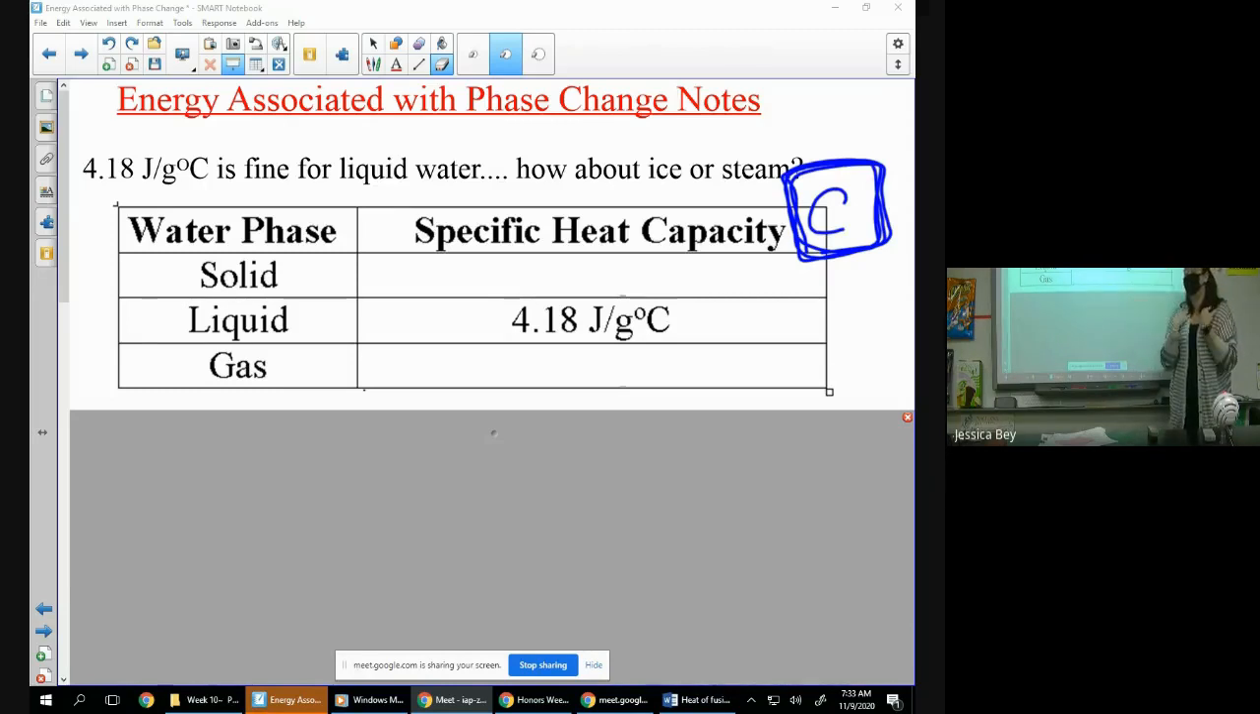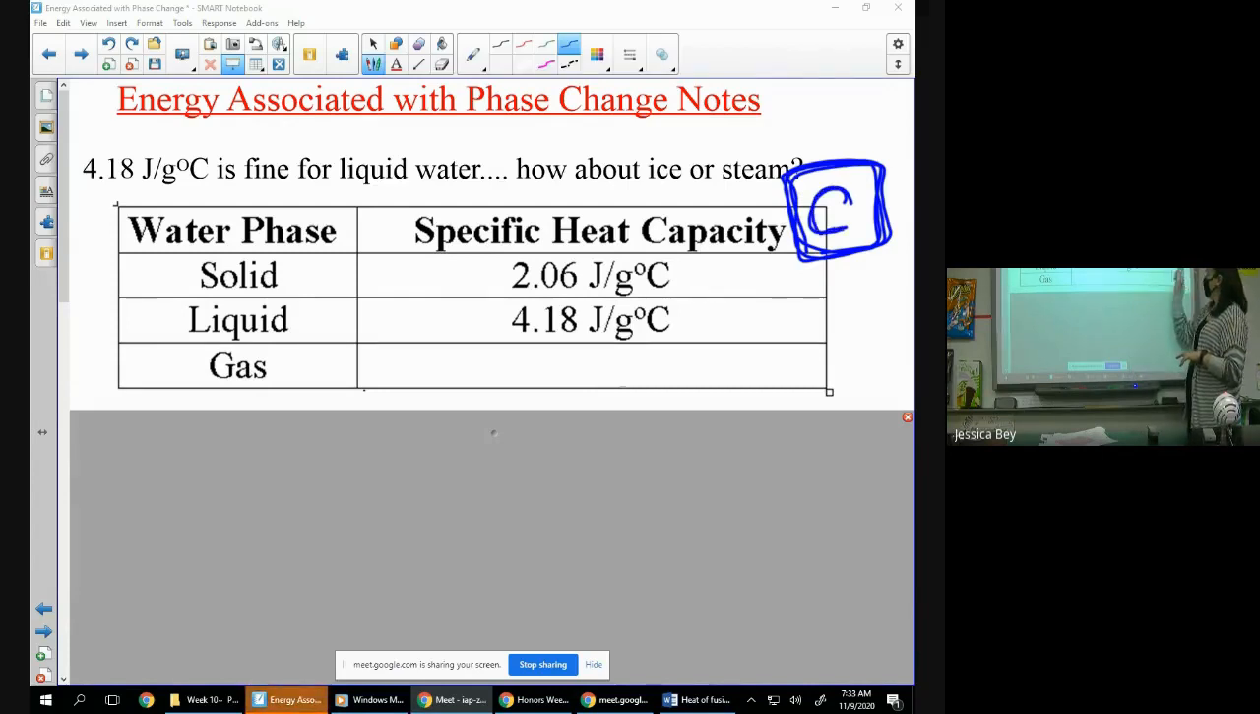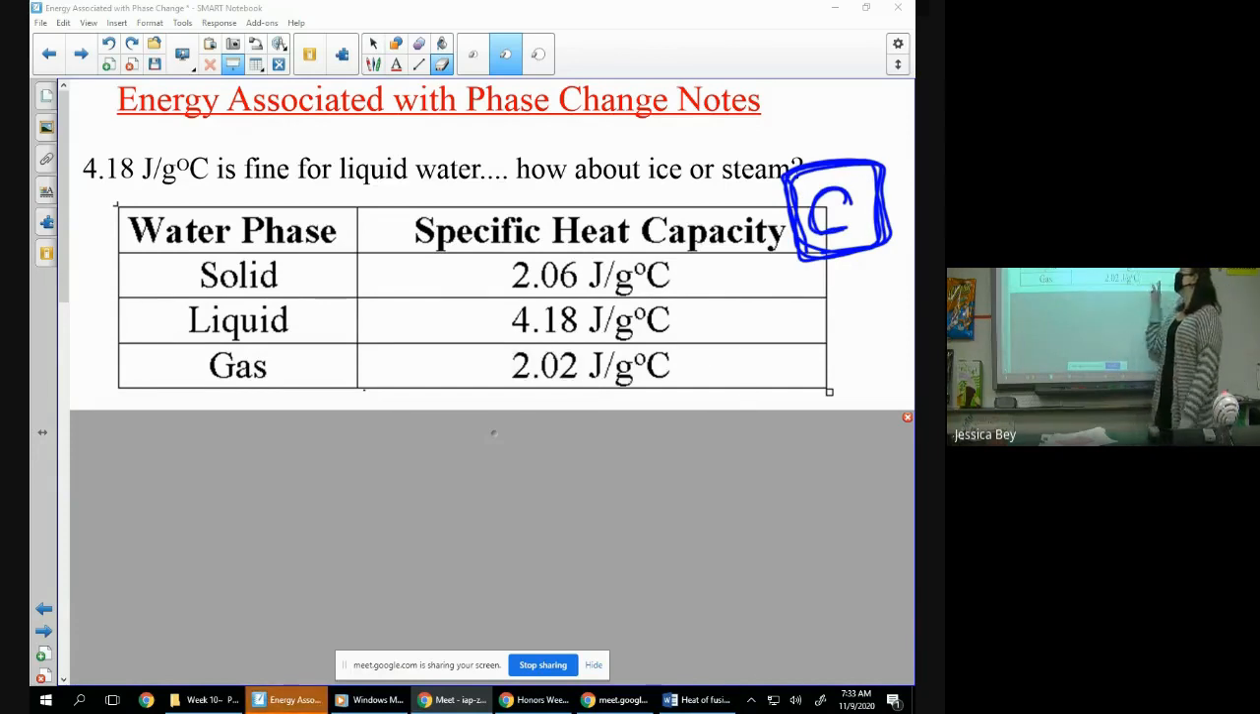If I said, how many joules does it take to make 100 grams of water go from 25 to 35 degrees Celsius? You'd say, I've got Q is equal to MC delta T. You can do the same thing if it's a solid ice cube or if it's gaseous water. It just demands a different C value. The C value for solid water is 2.06 joules per gram degree Celsius. Remember, that's our C value. And for gas, it's very close, 2.02 joules per gram degree Celsius.